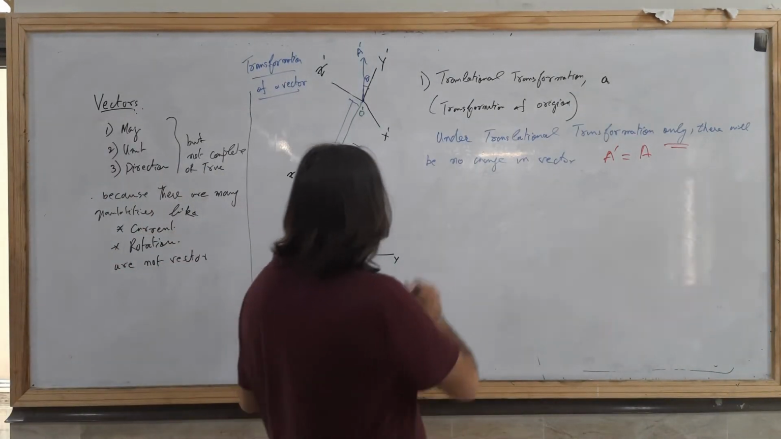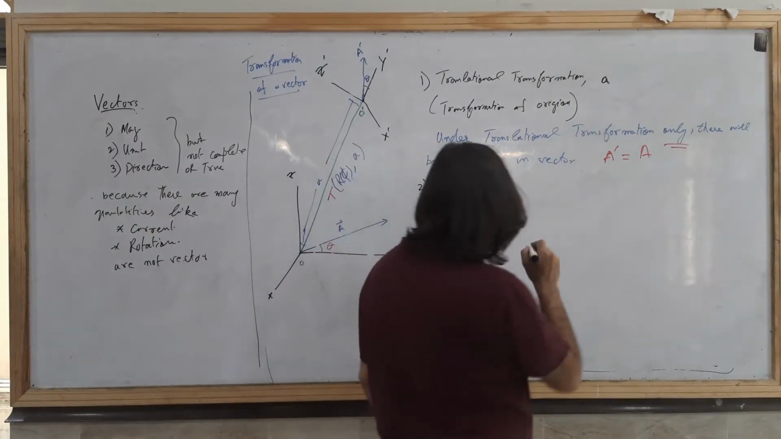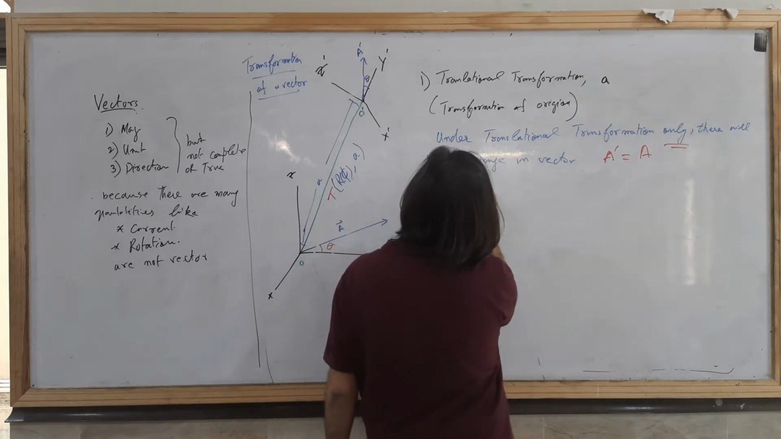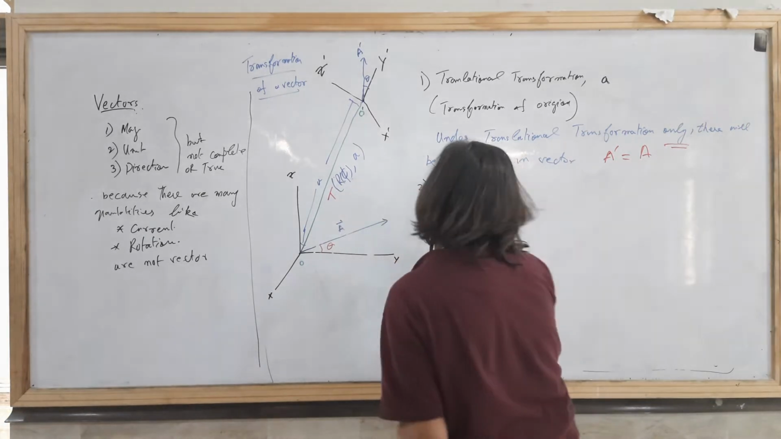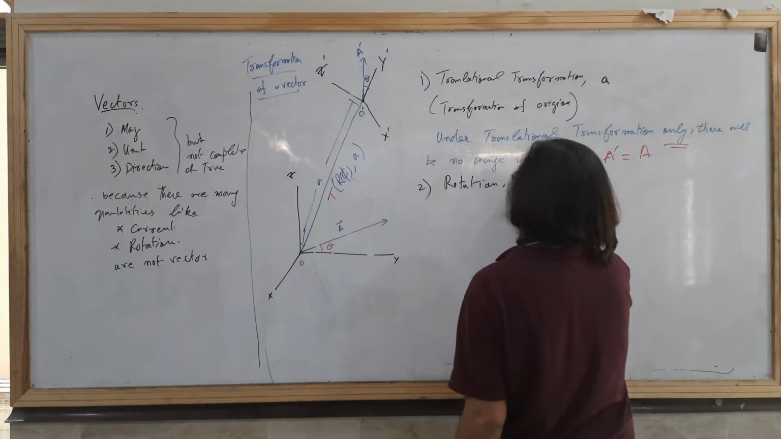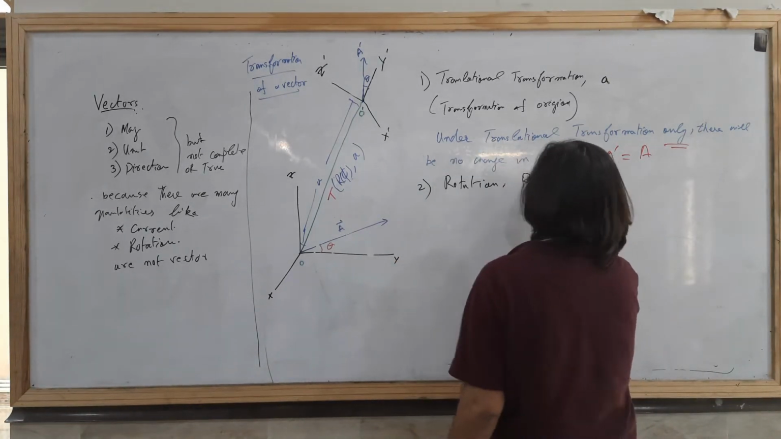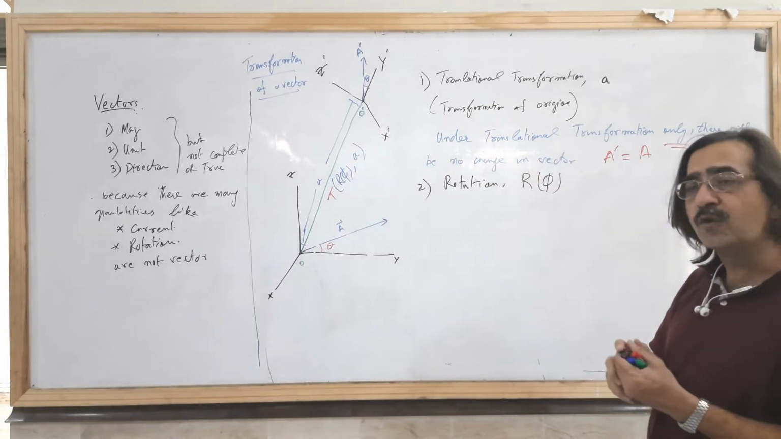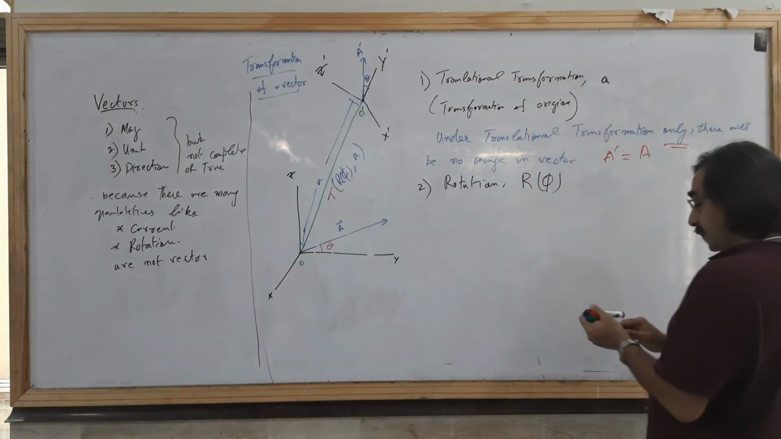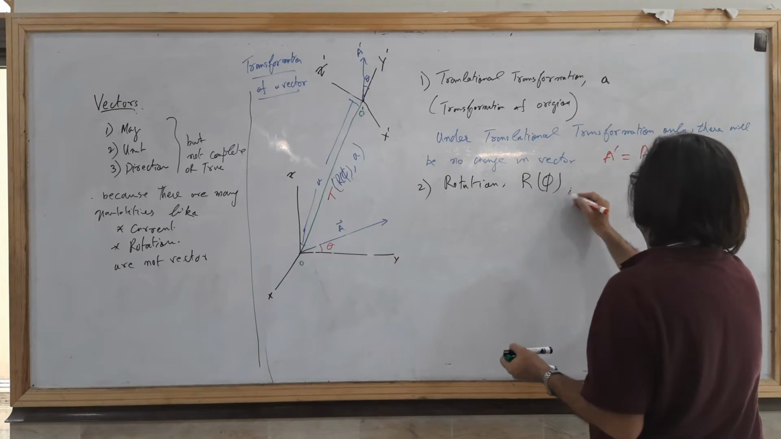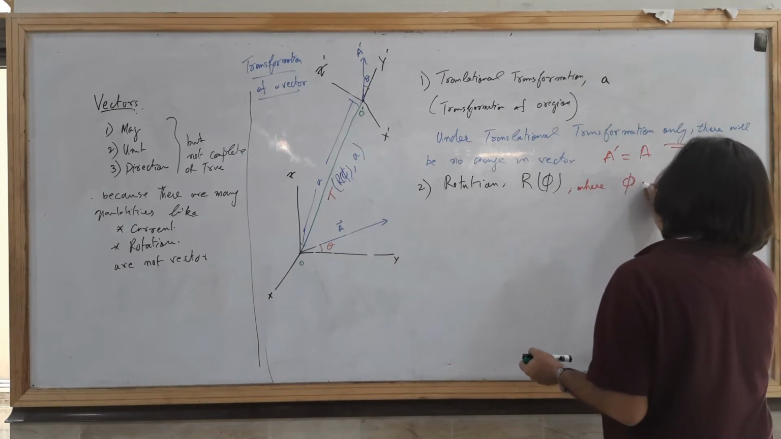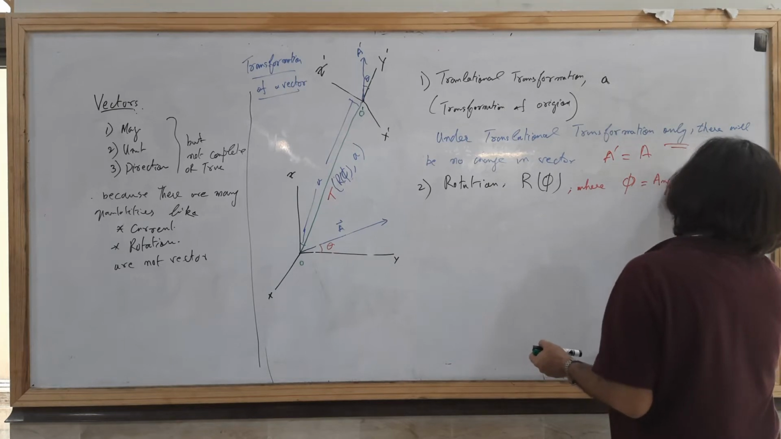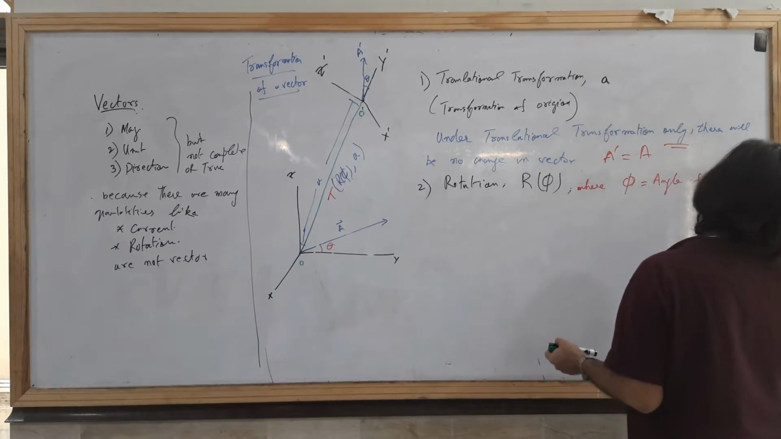The other type of transformation is rotation, and I am representing it by R phi. What is phi? Phi is the angle of rotation.